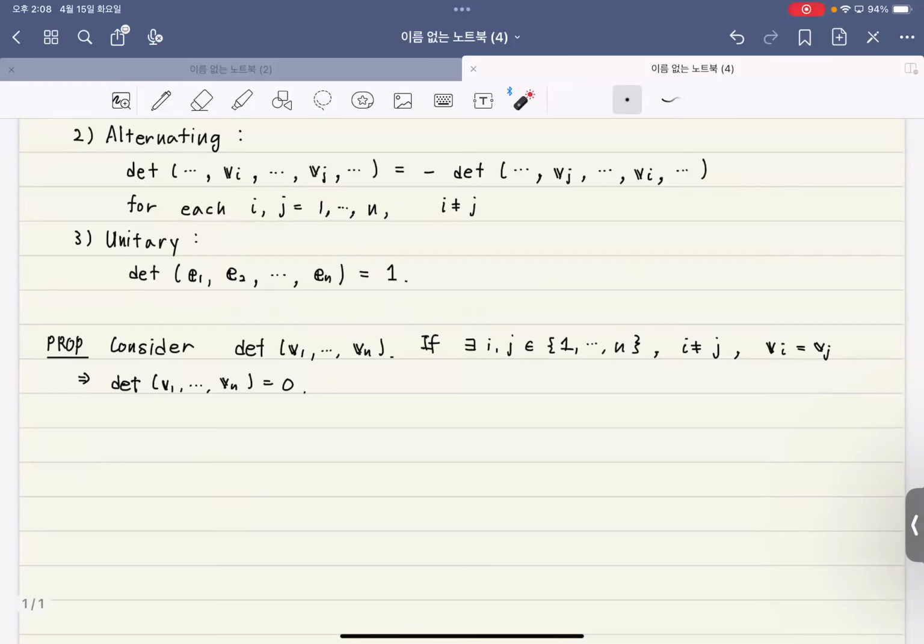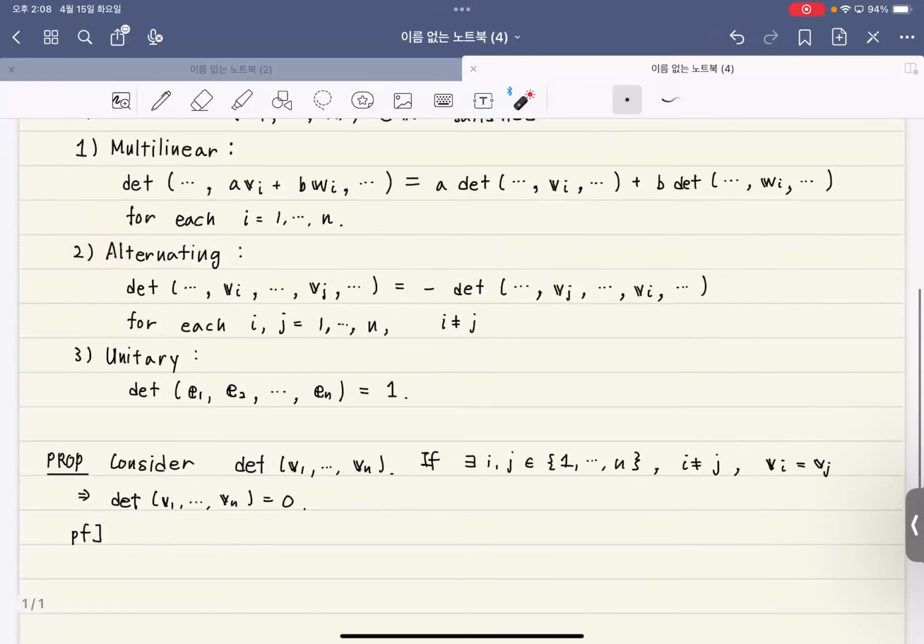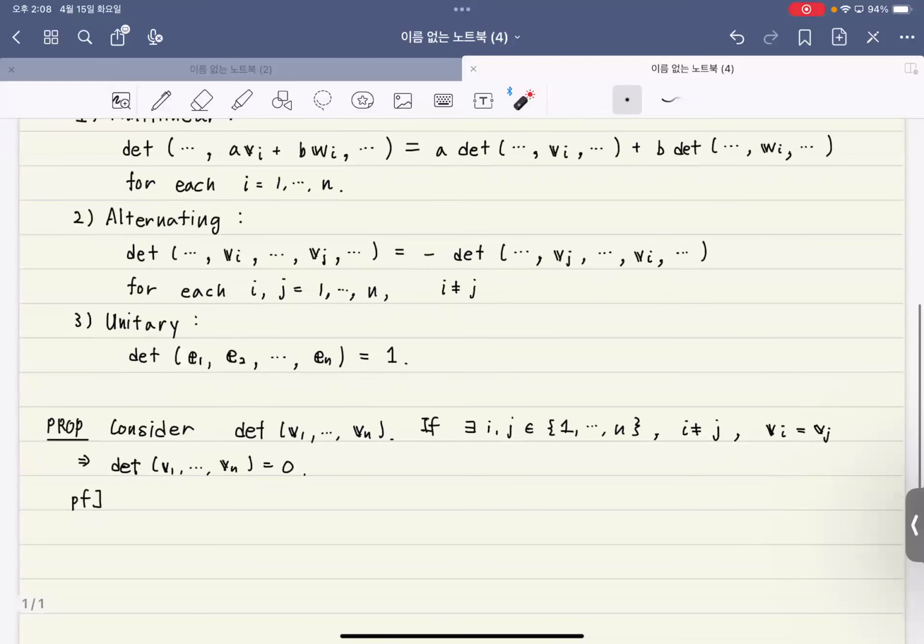So why? You can easily see this just by looking at property number 2 over here, alternating. The alternating property means that if you swap these two row vectors, then you have to change the sign.